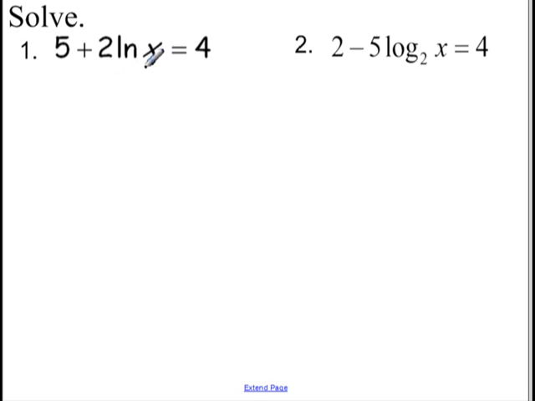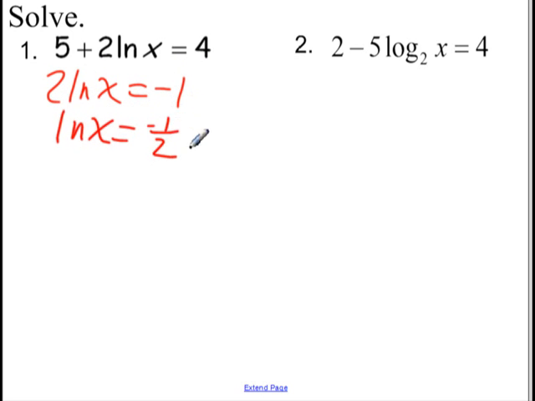So if we go ahead and do that, I'm going to get this log part, in this case a natural log, all by itself. So I'll subtract the 5. So we just have 2 natural log of x equals negative 1. Still trying to get the natural log by itself, I'm going to divide both sides by 2. So we get natural log of x equals negative 1/2.